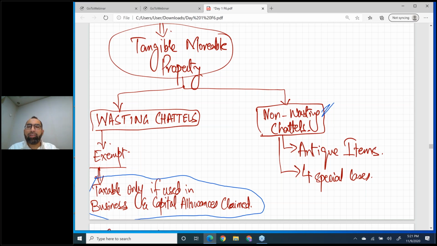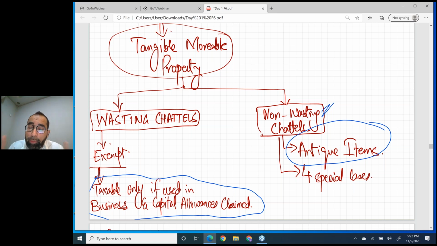Obviously non-wasting chattel means expected life more than 50 years. So normally they are antique items. Some students ask, sir, can you give some example for antique items? Yes, I always say, go to your home and ask your mom. She must have some jewelry of grandma, so that's easily more than 50 years. For non-wasting chattels, there are four special cases.